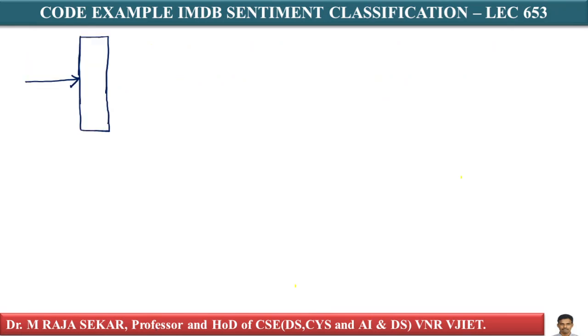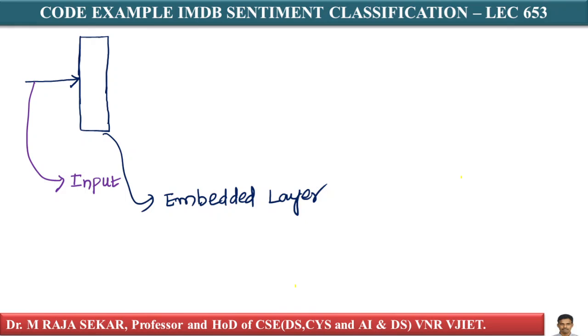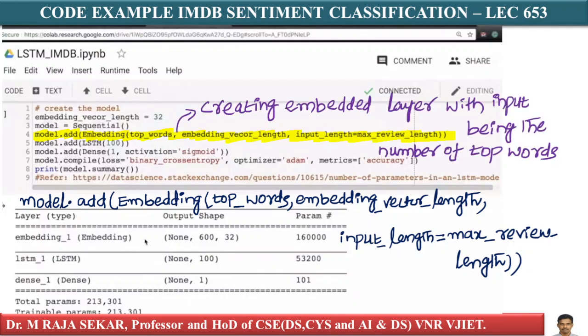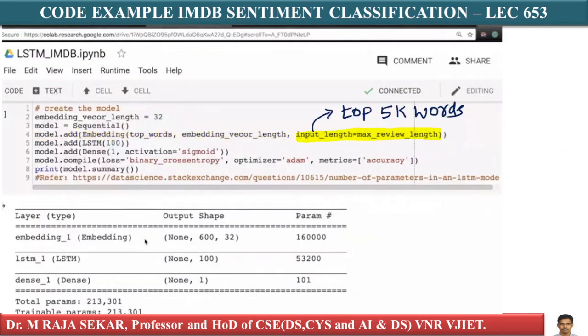I have my input here, and I have an embedding layer. If you see this code, this is the embedding layer. I am creating the embedding layer with input being the number of top words. Let me assume I have the top 5,000 words. That's what we were assuming, from the previous class. I want output. What is the output size?